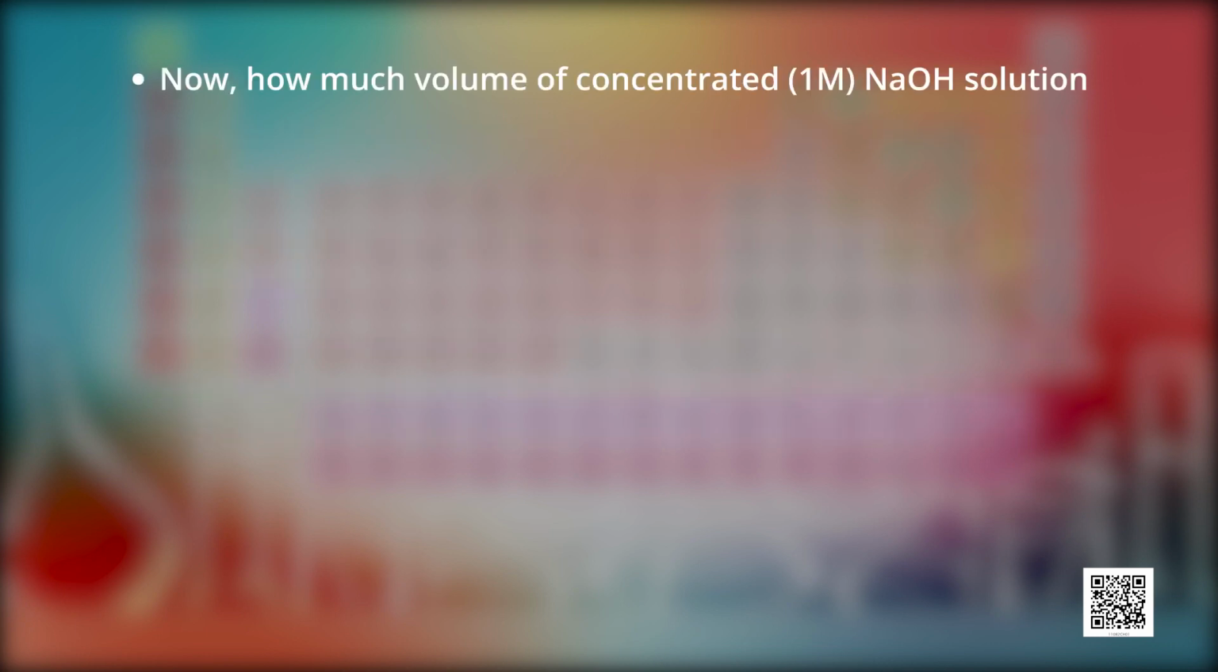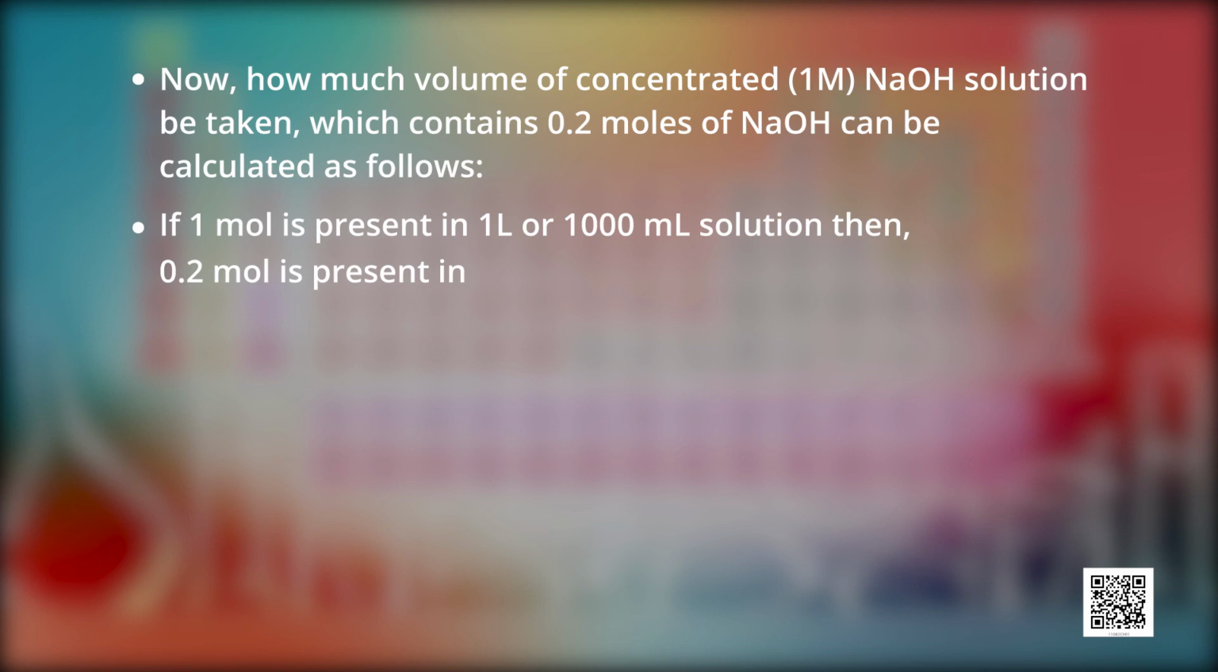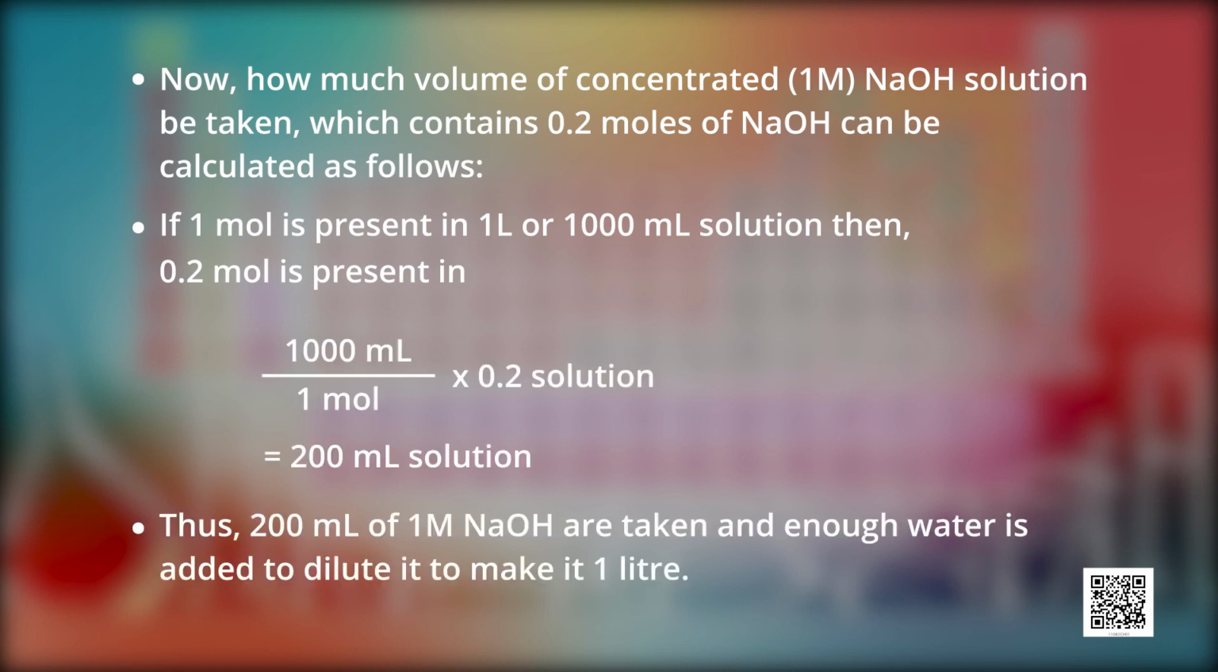Now, how much volume of concentrated NaOH solution should be taken which contains 0.2 moles of NaOH? This can be calculated in the following manner. If 1 mole is present in 1 liter, or we can say 1 mole is present in 1000 milliliter solution, then 0.2 mole is present in 200 milliliter. Thus, 200 milliliter of 1 M NaOH is taken and enough water is added to dilute it to make 1 liter.